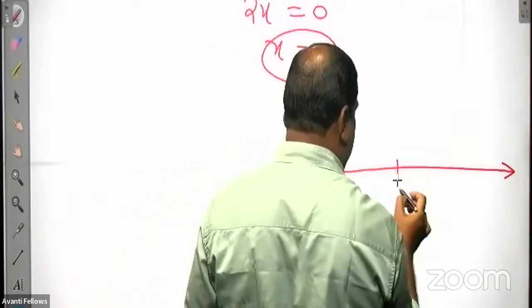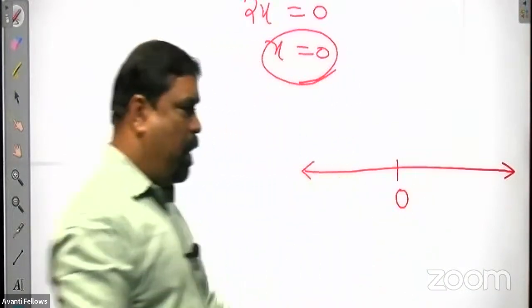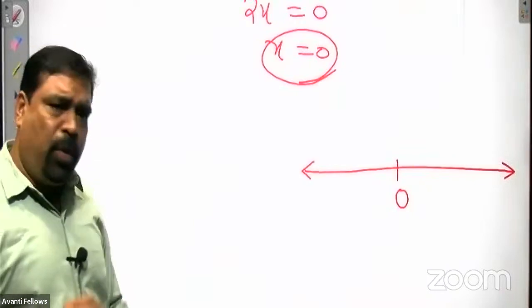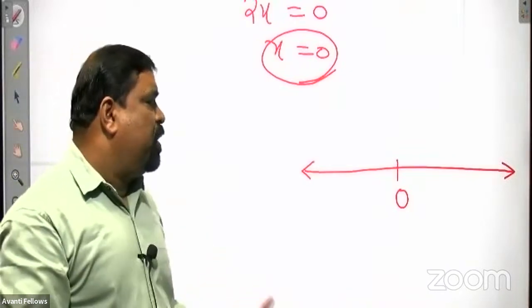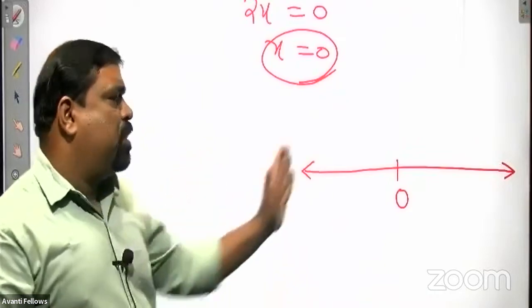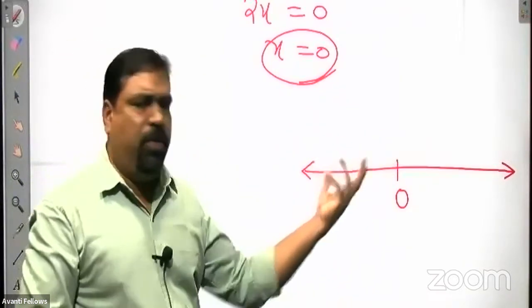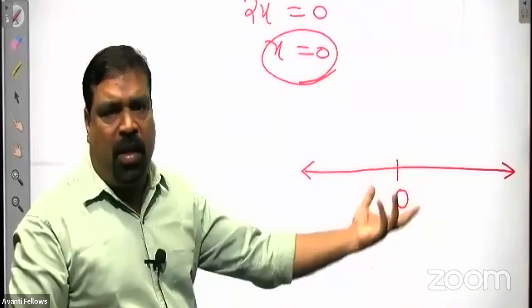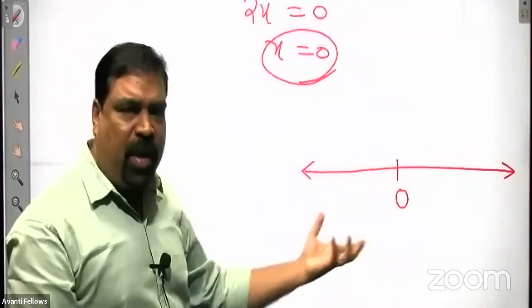Okay, roughly we can draw a number line and mark 0. 0 is the turning point actually. That means on the left side of 0 and the right side of 0, the derivative may be positive or negative. We don't know where it is positive or negative. We don't know anything about the graph.